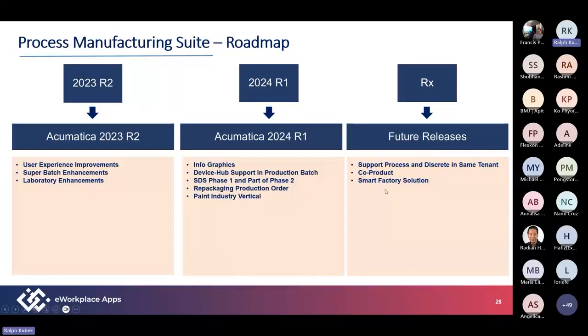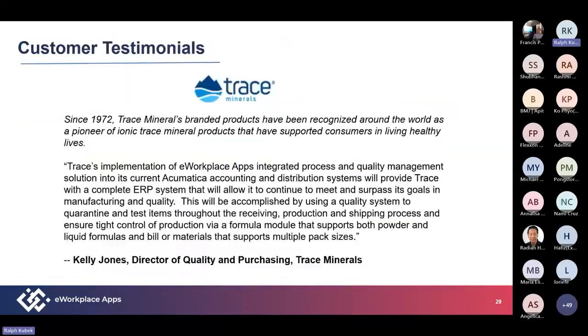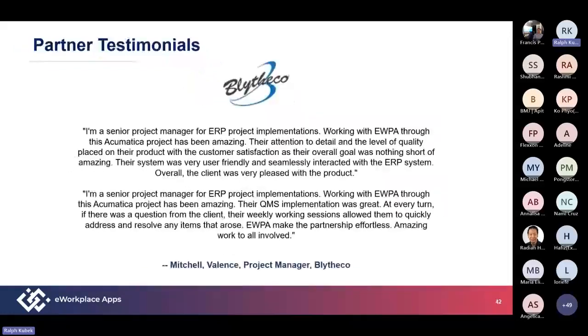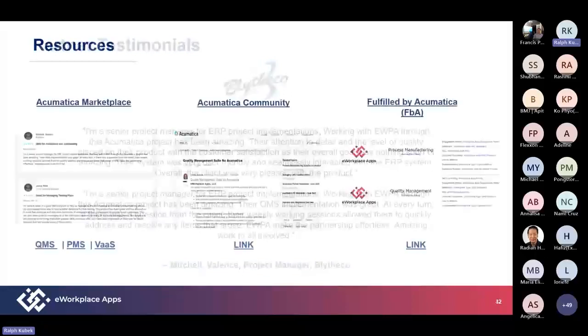Future releases, we're going to begin to work on some ability to create co-products. We support byproducts now. Co-products are a slightly different animal, so we're working on that in conjunction with Acumatica. And then there's approximately, I think, 20 or so users of the process manufacturing solution for Acumatica, and this is a couple of the users that are out there and a couple partners that we've worked with.